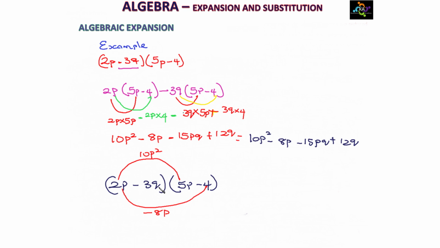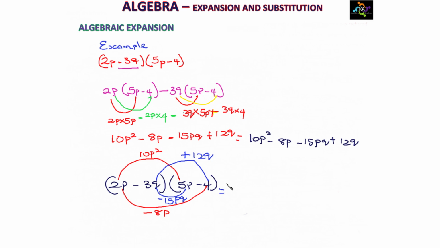Now again, this will multiply this: minus times plus gives minus, 3 times 5 is 15, p times q is pq. Then lastly it will also multiply this: minus times minus is plus, 3 times 4 is 12, that's q. Now this is it. This is a method that is easy for some students, and you just have to do it the way you understand.